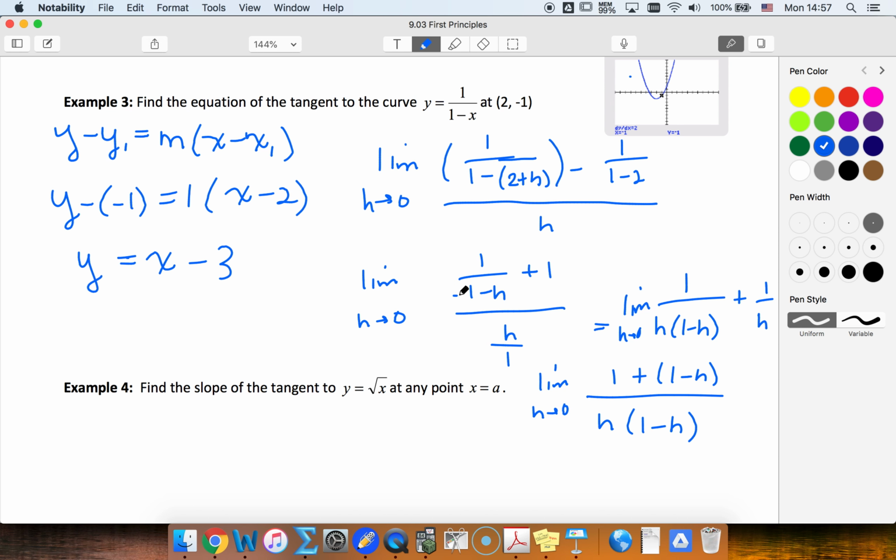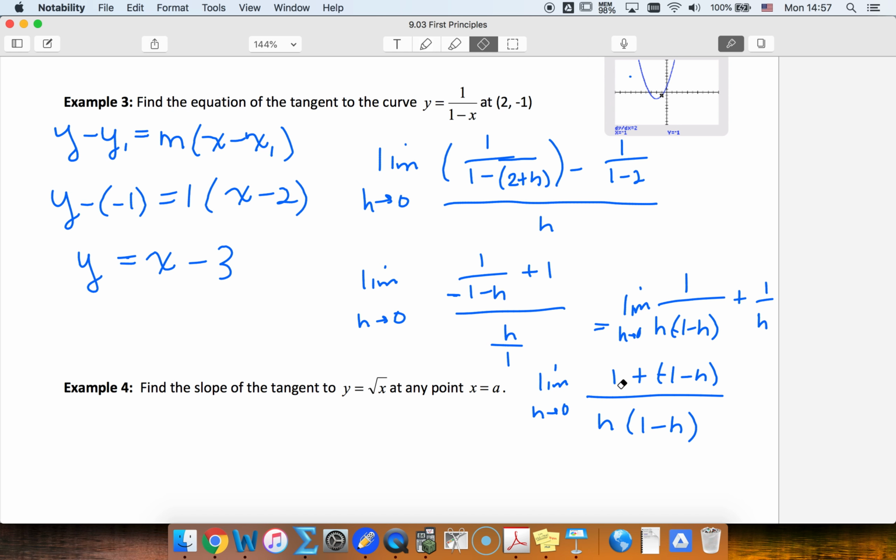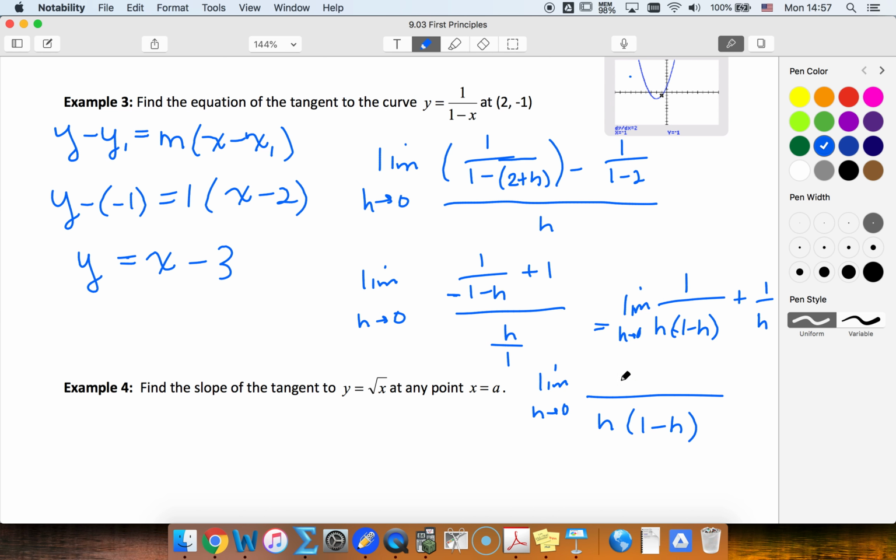This is negative 1. Thank goodness, because I knew there was something going wrong. All right, so now this is going to be negative 1 up top, which is actually just going to be negative h. All right, so now I can see that my h's are going to cancel. Again, that was negative 1. So after my h's cancel, then I can evaluate h going to 0, and I am left with positive 1. So that is my m value. Again, my notation is either m or dy dx at x equals 2.